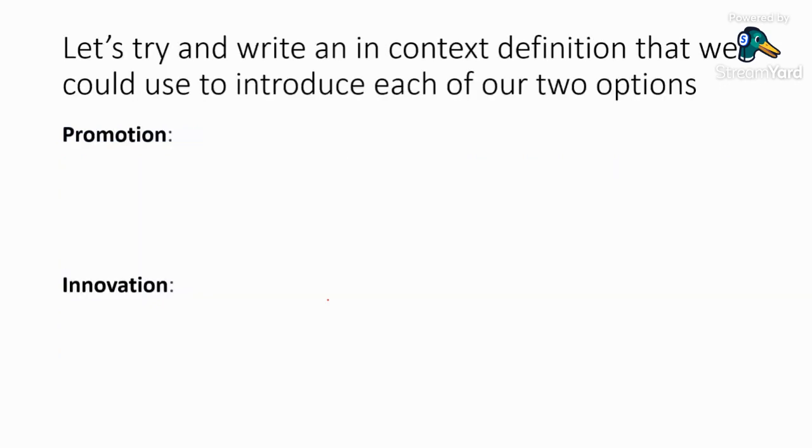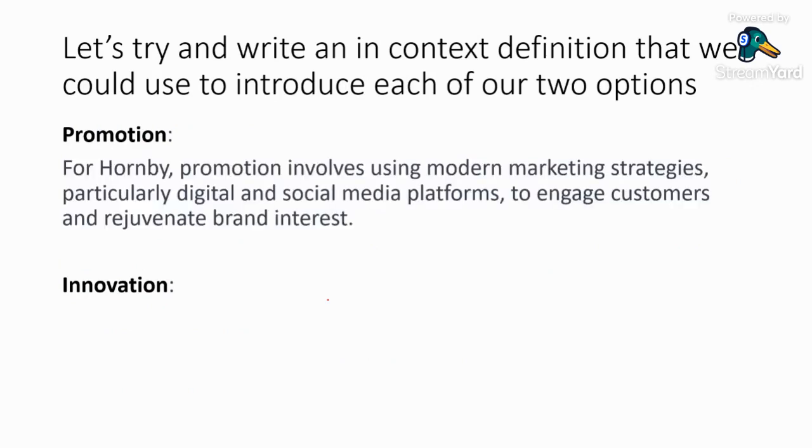So now we need to get in the habit of writing contextualized definitions. You need to practice this when you're doing prep so you can do it on autopilot when you're under timed pressure. So for example, I'm not going to write both of these at the start of my essay because I would write about promotion possibly first. So here's my contextualized definition. For Hornby, this helps me to instantly think about Hornby and not just the textbook.